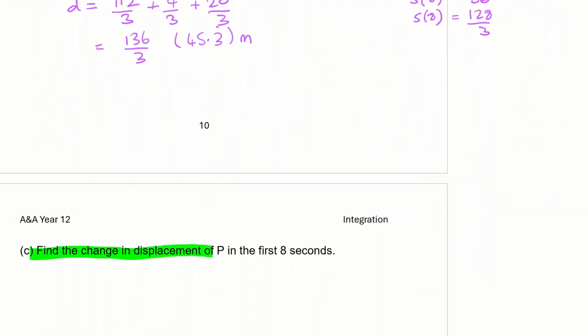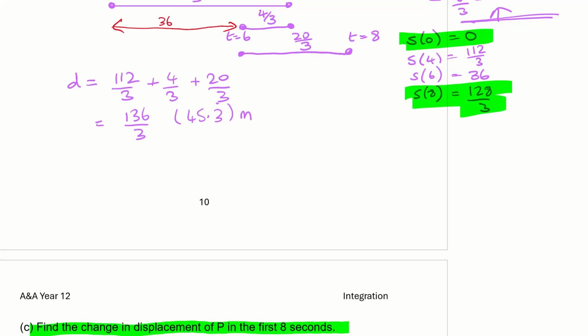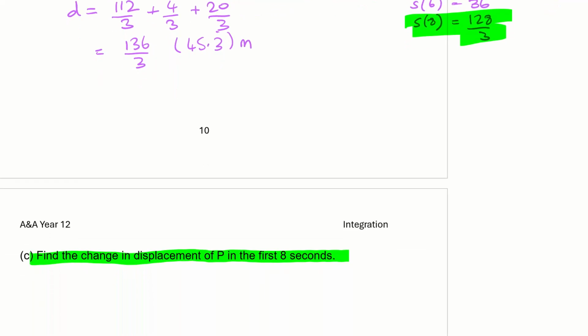Find the change in displacement of P in the first 8 seconds. Well, that is just simply this value, because s of 0 is 0, so the change in displacement is 128 on 3 meters.